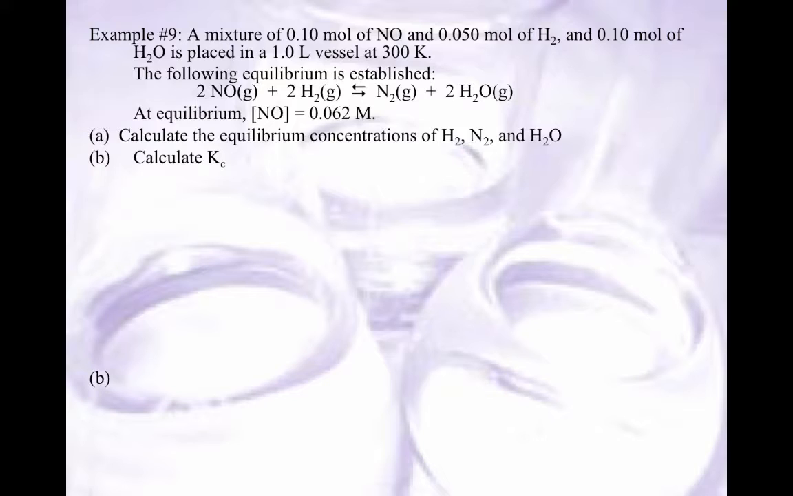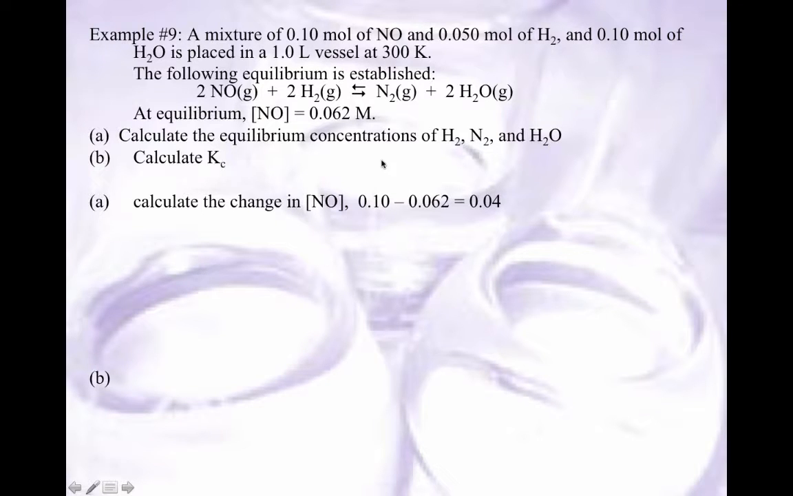So example 9 says a mixture of 0.1 moles of NO and 0.05 moles of H2 and 0.1 moles of H2O is placed in a 1 liter vessel at 300 Kelvin. The following equilibrium is established. So here's our balanced equation. And we know at equilibrium, the concentration of NO is 0.062. So all we know is our initial amounts of moles and our volume. And we know at equilibrium, NO is 0.062. So the first thing it says to do is calculate the equilibrium concentrations of H2, N2, and H2O.